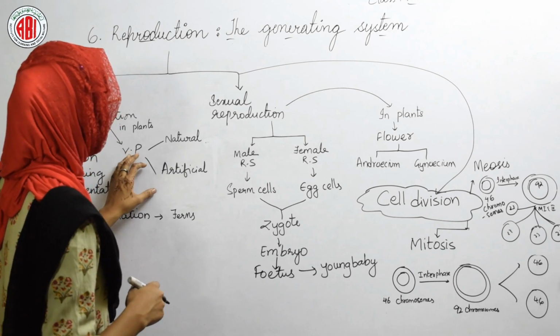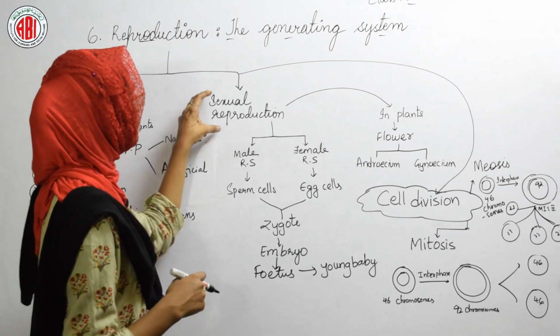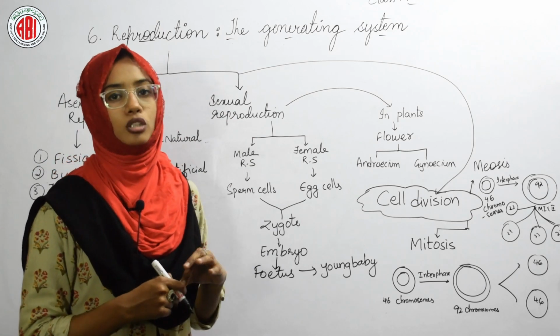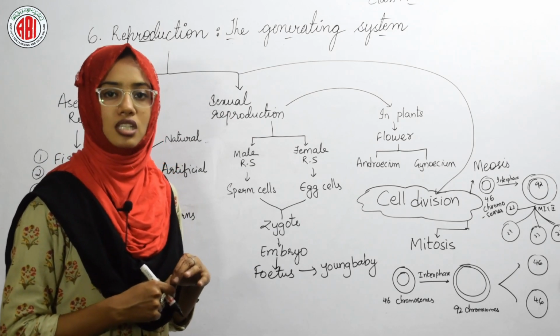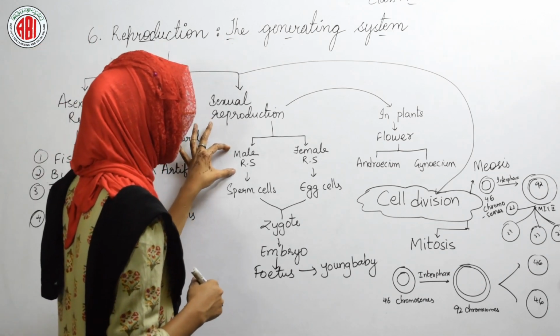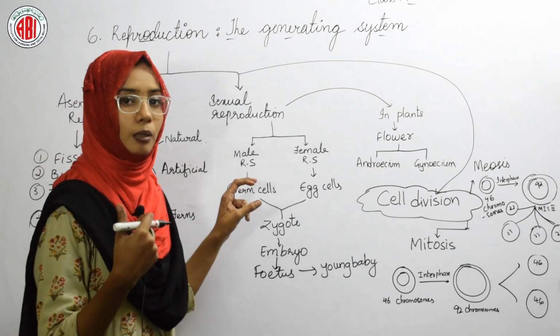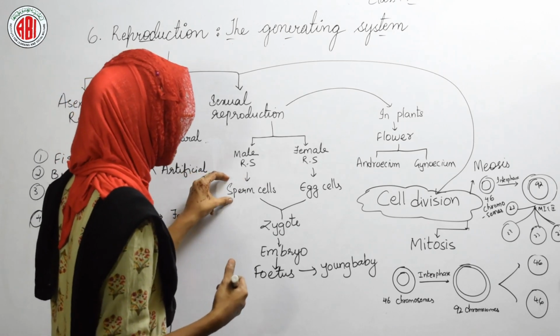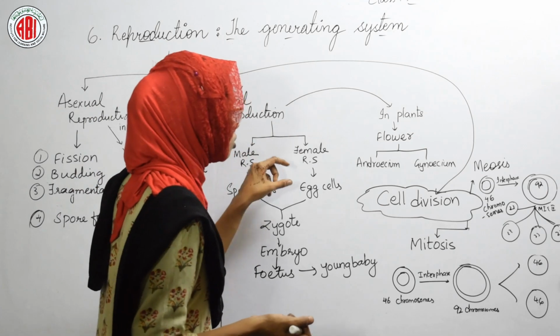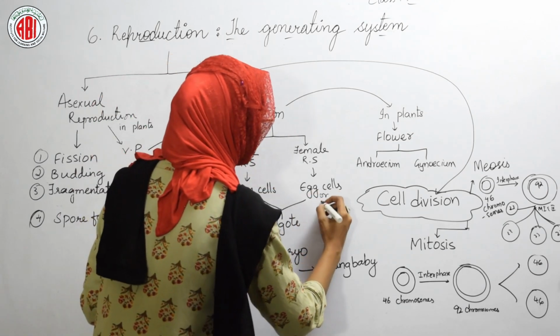So this is about the vegetative propagation. When we talk about sexual reproduction, it is a process in which both the male and the female gamete fuse, resulting in the formation of a zygote. So here the male reproductive system shows the presence of male reproductive cells, which are called sperm cells, and the female reproductive system shows the presence of egg cells, or we can also say ova.